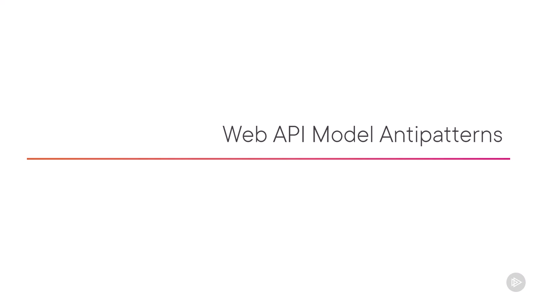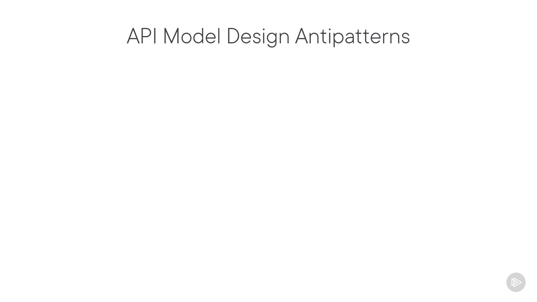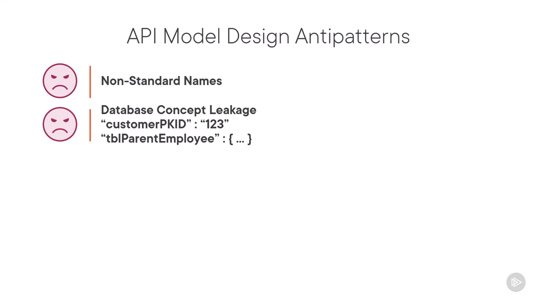Now, let's consider some Web API model anti-patterns, or things that you typically want to avoid when designing your models. Some common problems in model design include choosing non-standard names for things like IDs, paging links, or resource names that clients don't understand. Another common occurrence that usually impacts teams who have a more data-centric view of software will be API models that are just a little too close to the database tables they're wrapping.